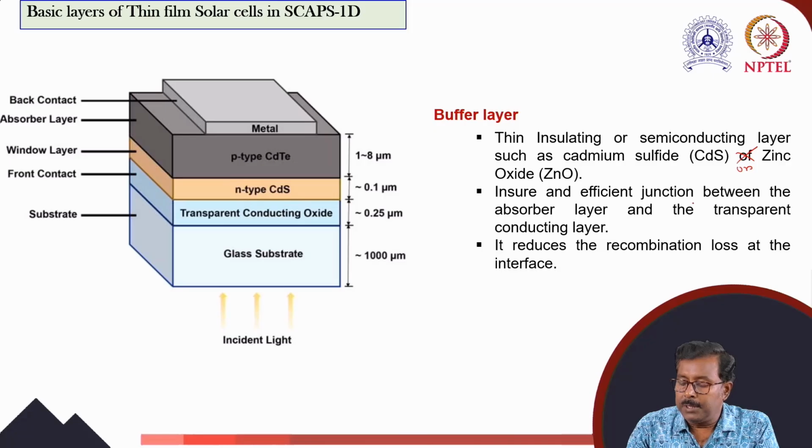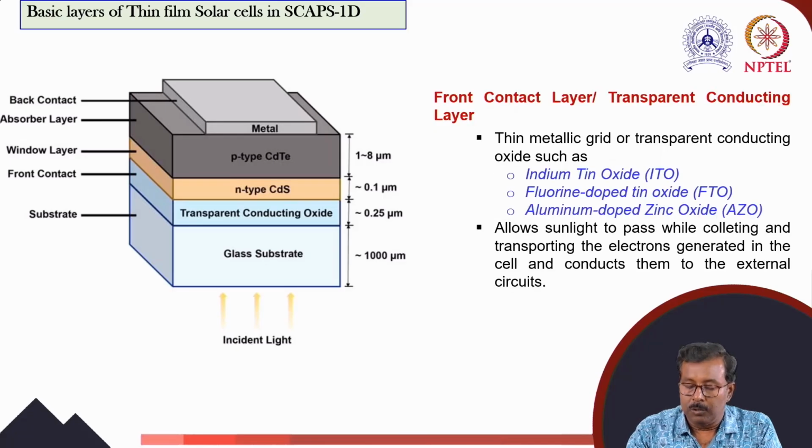And to ensure the efficient junction between the absorber layer and the transparent conducting layer is very important, because junction formation between these two layers is very important, otherwise there will be more loss. The buffer layer reduces the recombination loss at the interface. And then there is the front contact layer, a transparent conducting oxide layer.